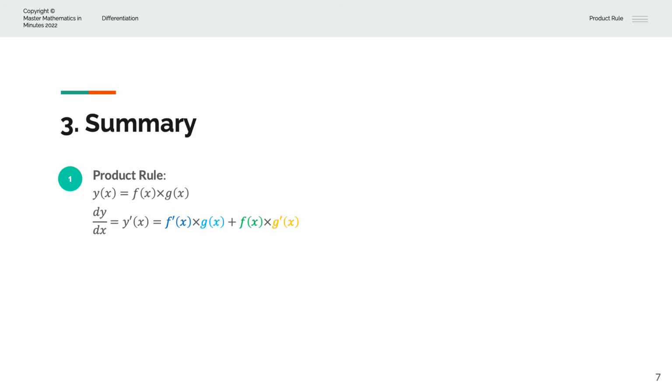To summarize, the product rule states that if you have a function y(x) equals f(x) multiplied by g(x), the derivative function is given by dy/dx equals y'(x), and that equals f'(x) multiplied by g(x) plus f(x) multiplied by g'(x).